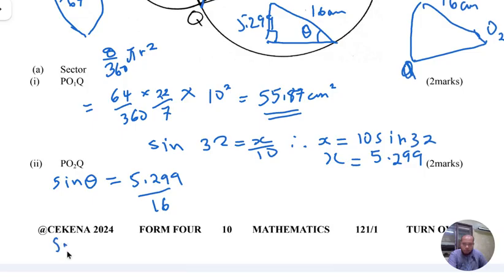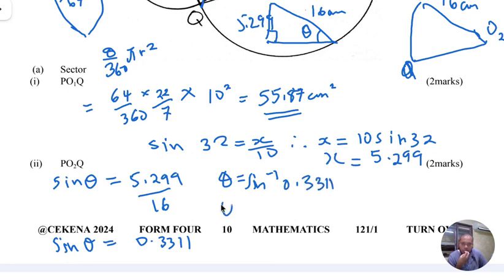So sin theta equal to 5.299 divided by 16, hapa ikupe 0.3311. Itafuta sasa inverse yake. So theta equal to sin inverse ya 0.3311. Utapata kuwa theta yako ni sin inverse ya hiyo answer, ili hapa ikupe 19.34.